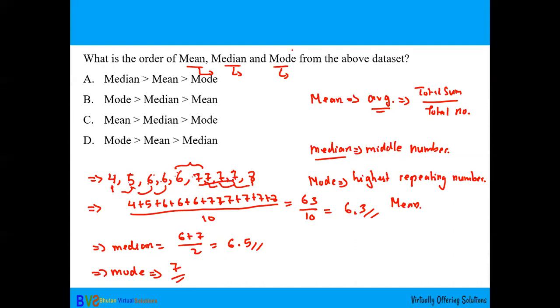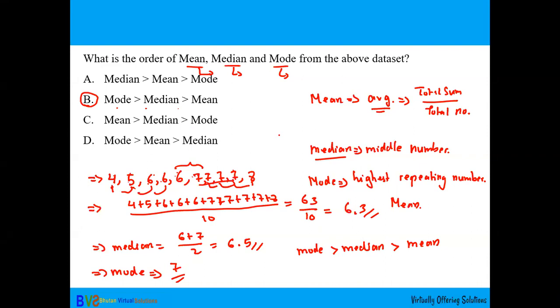Now let us see the answer option. The highest is the mode, so mode is greater than the second, the median, which is greater than the last, the mean, 6.3. So the answer is mode, median, mean. So your answer is B. Okay, mode, median, mean, option B.